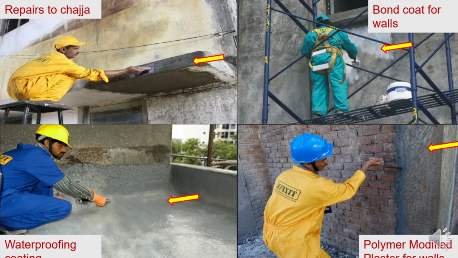We have just discussed URP utilities and its benefits. See how we can do some repair. I am trying to show this with the help of this picture: how this gentleman is doing chhajja repairs, how the waterproofing coating can be done with the help of URP in 1:1.5 ratio, how this bond coat 1:1 is done by the painter. Look how the separation gaps are being covered with the help of polymer modified mortar. So these are the various usages we can do with URP.